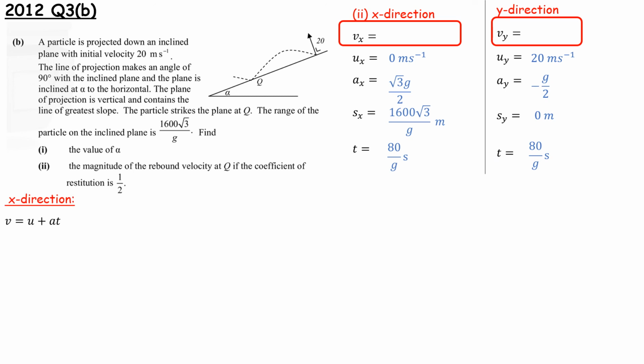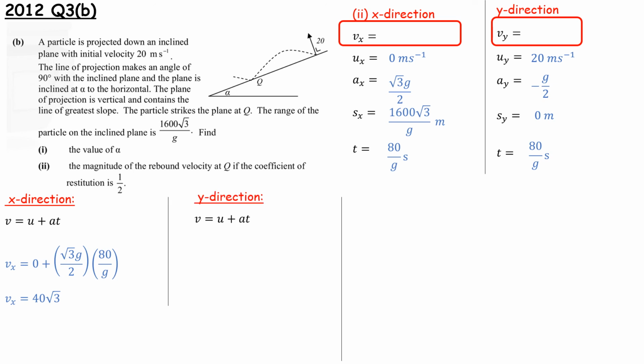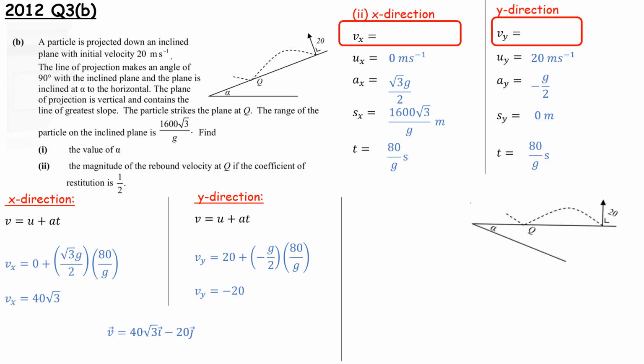So in the x direction, we're going to have v is equal to u plus at. Subbing in what we know, we get vx is equal to 40 root 3. In the y direction, again, we're going to use v is equal to u plus at. And when we work that out, we get vy is equal to minus 20. So that gives us our velocity vector at q as 40 root 3 i minus 20 j. So now that I know at what speed we hit q, we're going to need to think about this in terms of our bounce, so our impact.